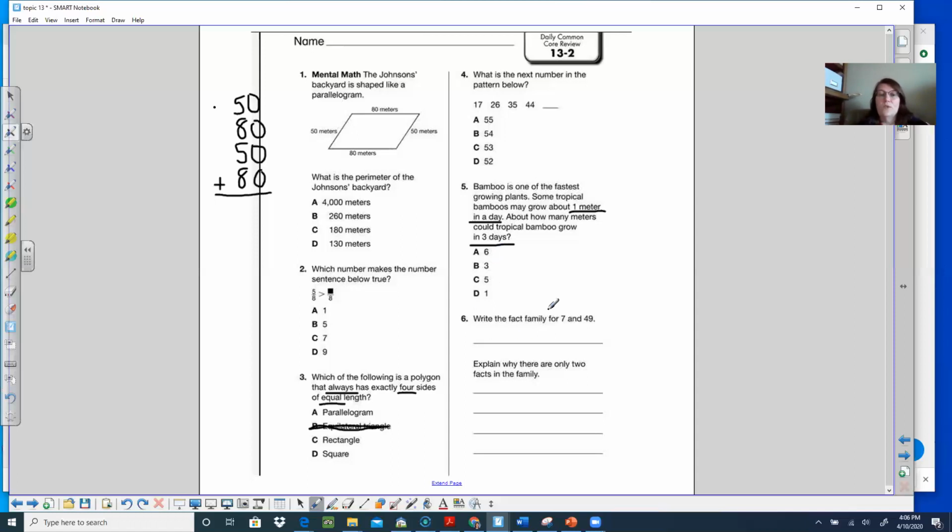Okay, now on number 6, it didn't give you much room. Write a fact family for 7 and 49. You're going to have 2 equations. On your digital version of the Daily Common Core, I gave you a little division sign that you can copy and paste and use in one of your equations. Then you have to type out some words to explain why there are only 2 facts in the family. Why are you only making 2 equations for that particular fact family?